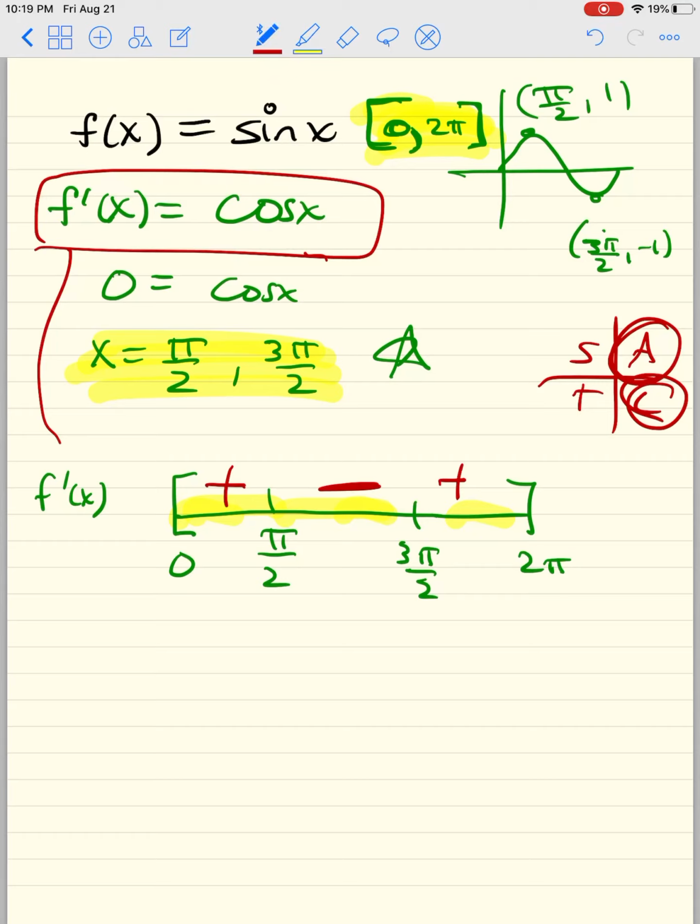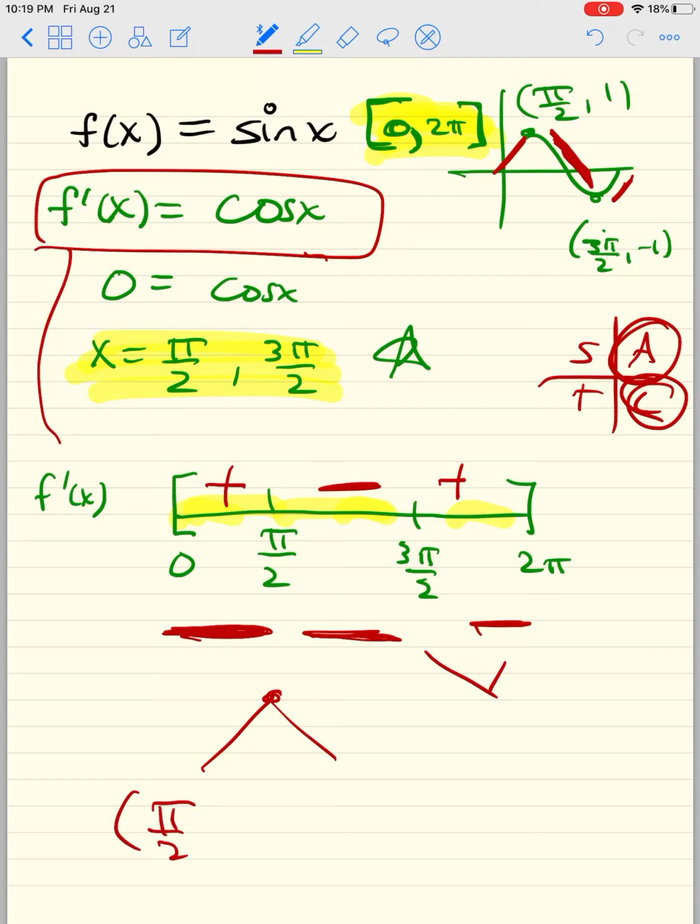Now take a look at the graph, how insane it is. You're telling me that the function increases from 0 to pi over 2. Look at that. You're telling me that the function decreases between pi over 2 and 3 pi over 2. Look at that. It's decreasing. You're telling me that it increases. How amazing it is to use some calculus to show you where the function's increasing and decreasing. Now, we know that if it increases then decreases, that's a max. So our max is at pi over 2. And we know that if it decreases and increases, then there's a min, and that's our min.